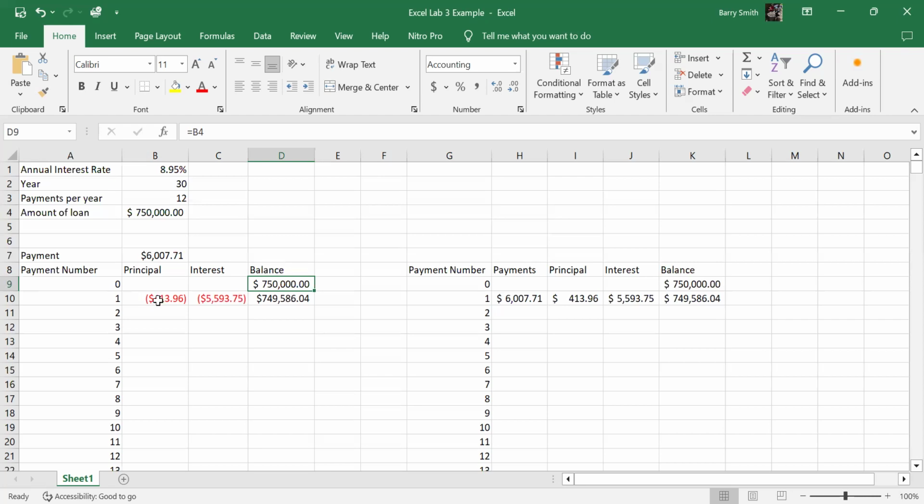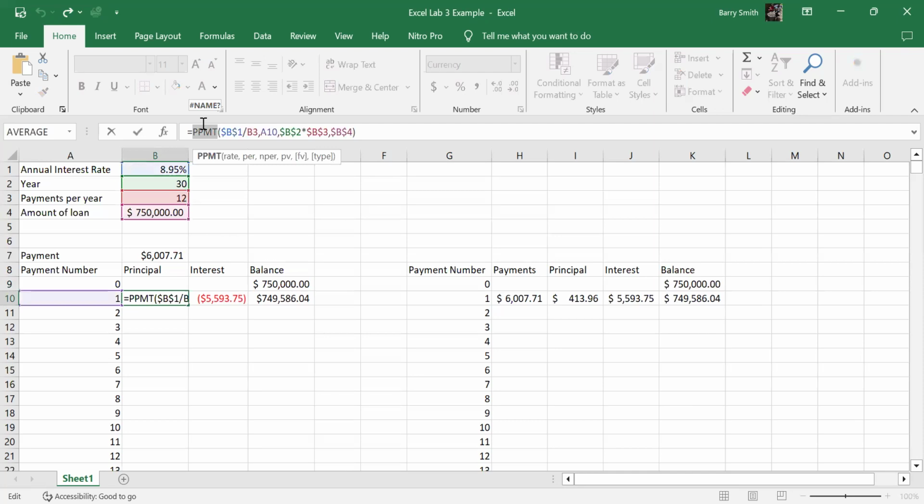So the principal payment is going to be the PPMT function here. What we have to do is take our rate. Now I'm using dollar signs here, and the reason is that if I don't use dollar signs, it's not going to copy down properly. So it should be this value divided by B3. That's why I haven't put it in here, so I can show you that I'm always dividing by 12. So the rate divided by 12.